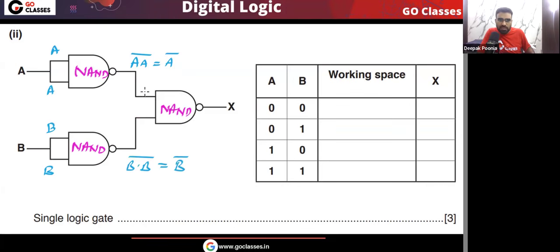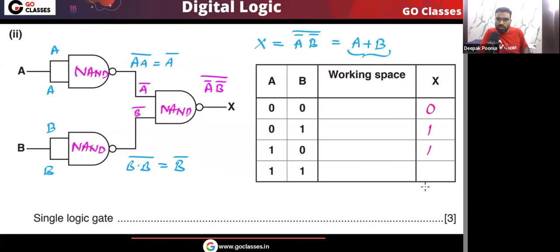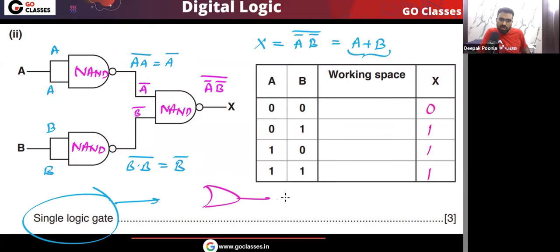Now you can see, for this NAND gate, one input is A bar, another input is B bar. So first we will do AND, then we will do negation. Here you can easily see that X is equal to A bar B bar whole bar. You can apply the De Morgan law and you will get A or B. So this is basically OR operation. The truth table you can easily create, and the single logic gate that will implement X will be equal to OR. So just create the OR gate. Very simple. X will be equal to A or B.